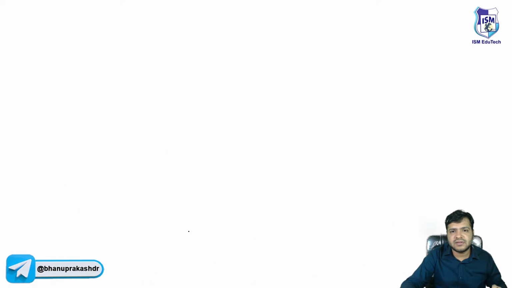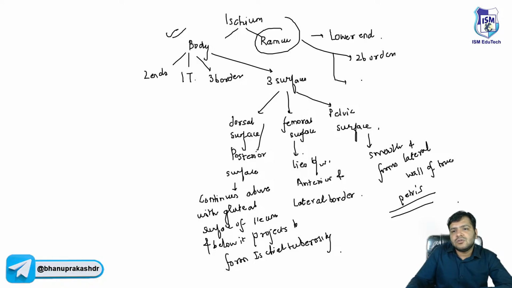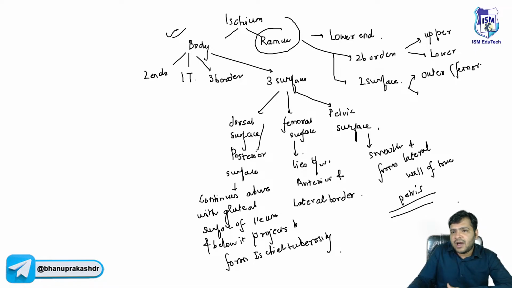The ramus forms the lower end. It has 2 borders and 2 surfaces, beta: the upper and lower border, and 2 surfaces. The outer surface is the femoral surface, because on the outer side the femur bone will be, and the inner side becomes the pelvic part, so it is the pelvic surface.